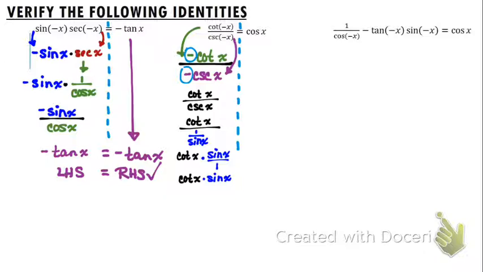Yes, cotangent is 1 over tangent, but it's also cosine over sine. So I can rewrite this as cosine x over sine x, and I'm multiplying that by sine x. What's going to happen? Cancel the sines, and we are left with cosine x. That's what I had on the other side this whole time. Left-hand side equals right-hand side.